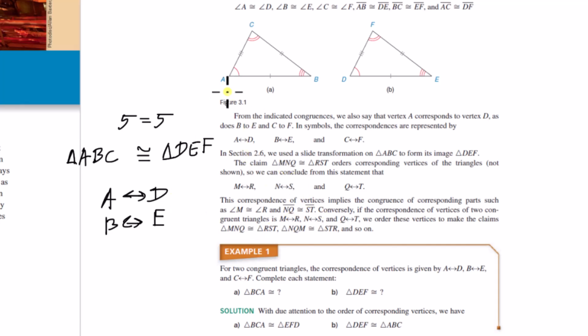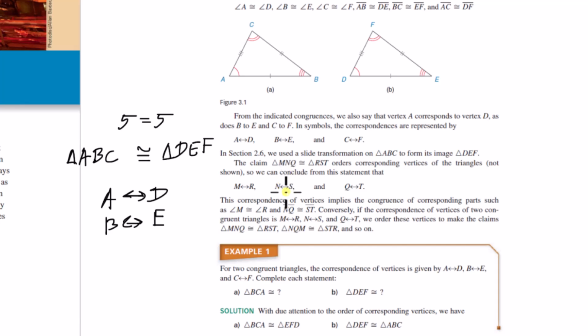Now, we can see visually that A corresponds to D and B corresponds to E. But if you're just given this statement, that triangle MNQ is congruent to triangle RST, we don't see the triangles. That is implying, though, that M corresponds to R, N to S, Q to T. And since we know these are triangles, we understand that you have a side MN, a side NQ, a side MQ, or you could say side NM, side QN, whatever.